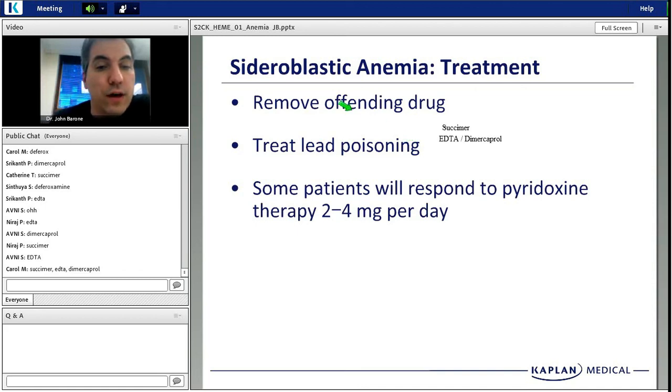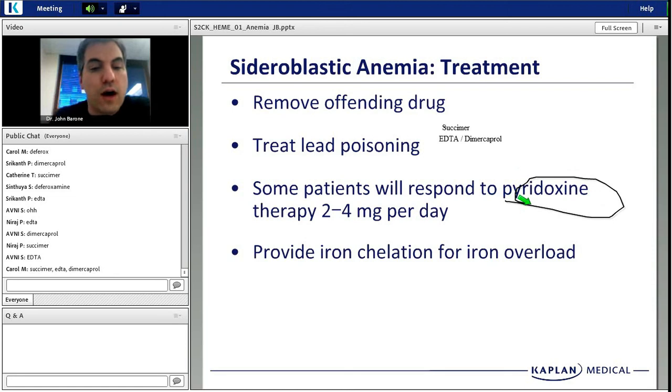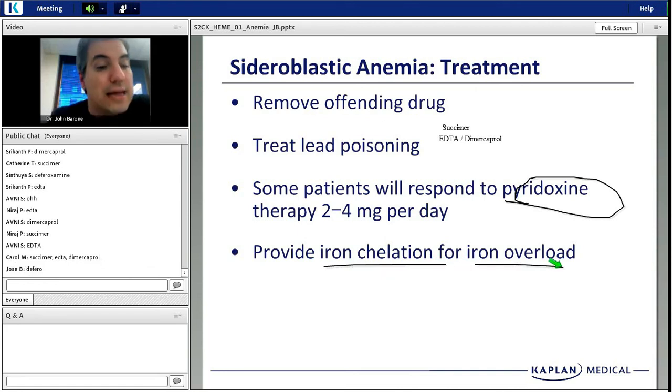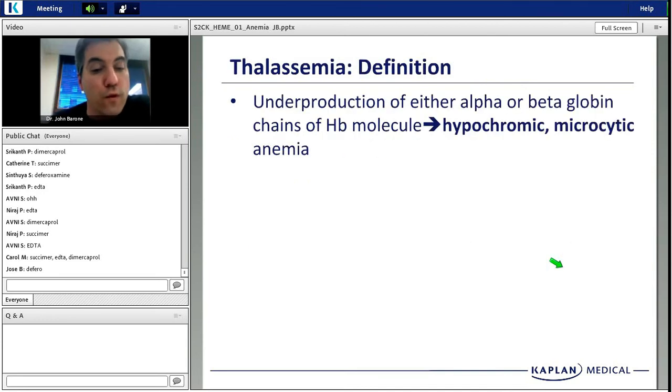Okay, so treat lead poisoning. So stop the drug if it's a drug. If it's lead poisoning, treat the lead poisoning. And then again, as I mentioned, let's give B6 because some of them will respond to it. So treat the cause and give B6. All right, now, if they get a lot of iron accumulation, remember I told you it's the same pattern as hemochromatosis? If they get too much iron, we'll have to chelate the iron if they get iron overload. That's when we can use the iron chelators. So deferoxamine could be used there if there's iron overload.